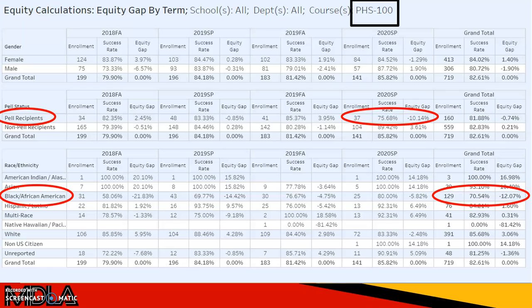The major equity gaps of concern are circled in red and determined by departure from the overall success rate by semester or for all students total during the period. Pell Grant recipients in spring 2020, as well as African Americans overall for the entire period, showed equity gaps above 10%.